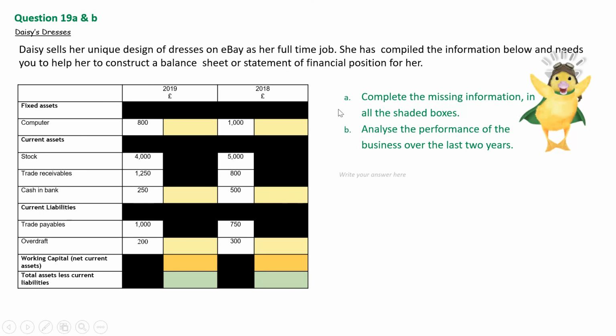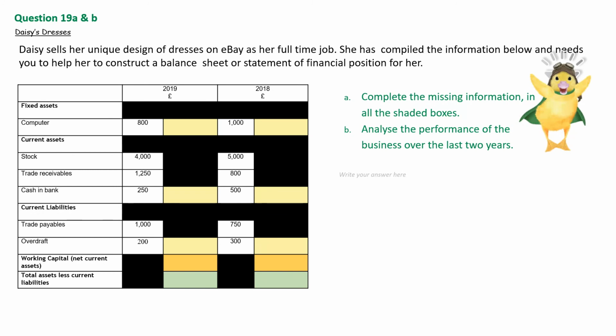Question 19. A and B is broken down into 2 parts. In actual fact, in the exam, you probably will get this type of question in 2 parts. Daisy's dresses. Daisy sells her unique design of dresses on eBay as her full-time job. She has compiled the information below and needs you to help her to construct a balance sheet or a statement of financial position for her.